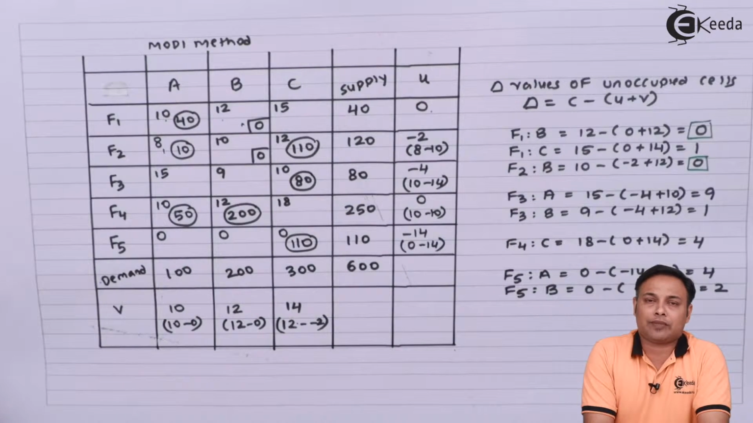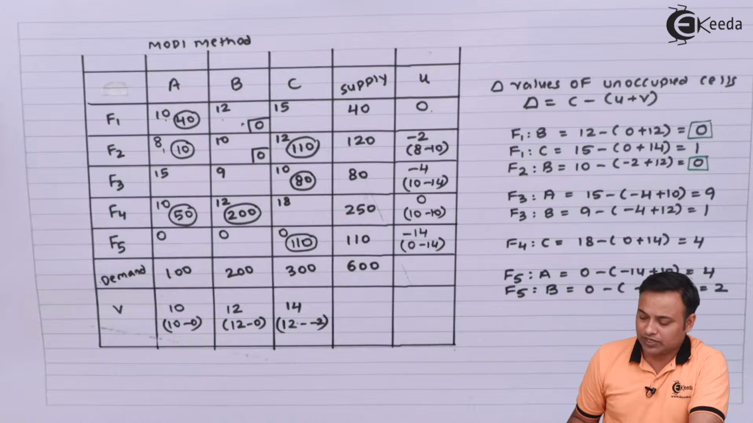It's not that my present solution is not optimal. It's already optimal. But if the question asks you, does the problem have an alternate solution? This 0 is the indicator that my problem has an alternate solution. And using this unoccupied cell with a delta value of 0, we will make a loop and find the solution. Let's try.